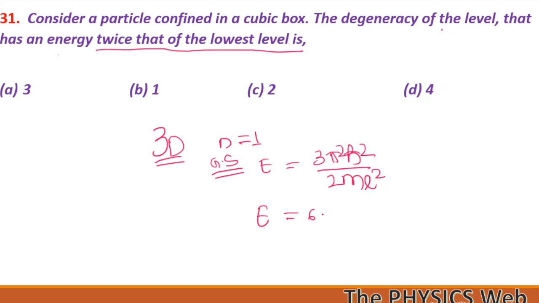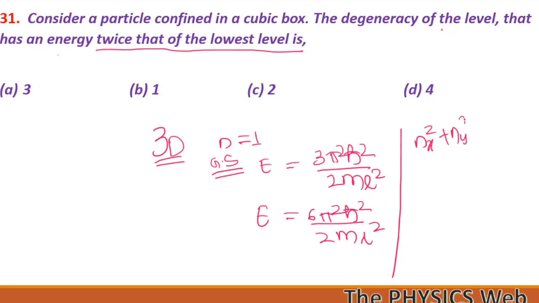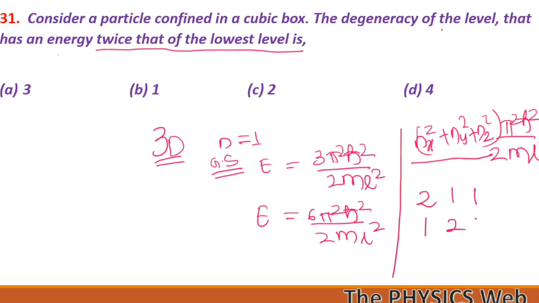So the energy will be 6π²ħ²/2mL². And if you see the general expression for energy in a three-dimensional box, this will be (nx² + ny² + nz²)π²ħ²/2mL². And this expression nx² + ny² + nz² will be 6 only when nx, ny, nz values are 2, 1, 1; 1, 2, 1; 1, 1, 2. Okay, so the degeneracy will be 3. So your correct option is option A.